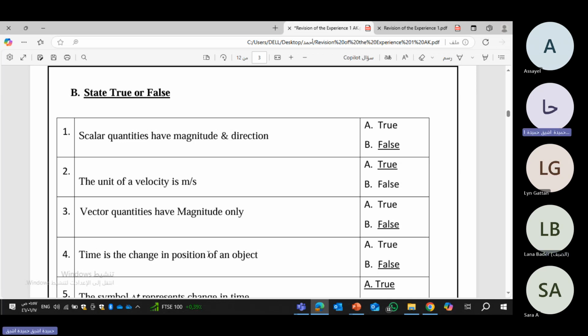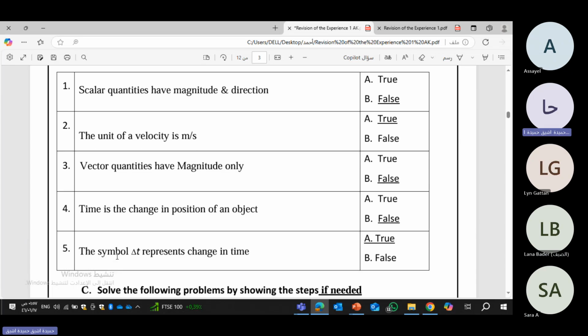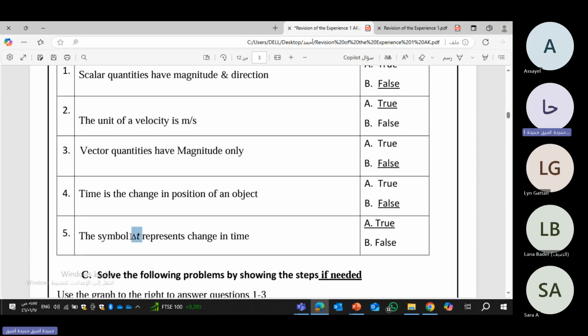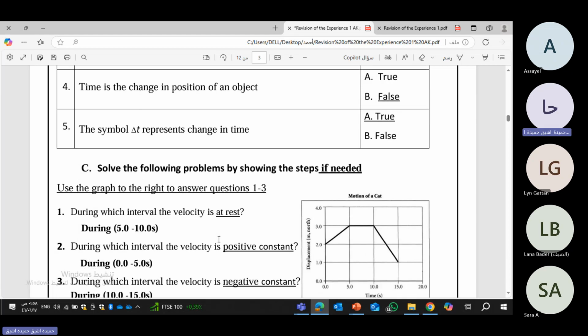Time is the change in position. Is time the change in position? No. What is the change in position? It is displacement. Excellent. Bravo, Sarah and everyone. What about delta t? Does it represent time? Yes, delta t represents time. Delta t, small t, it's not big T, okay?